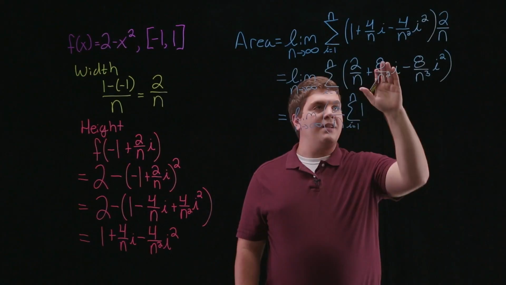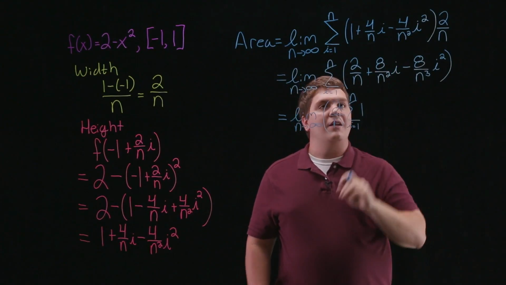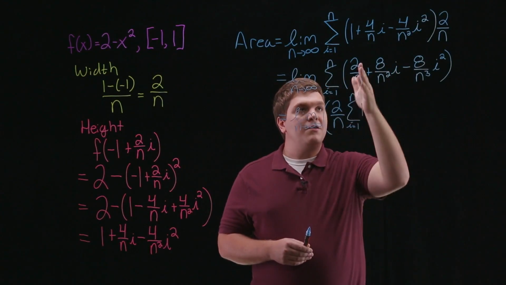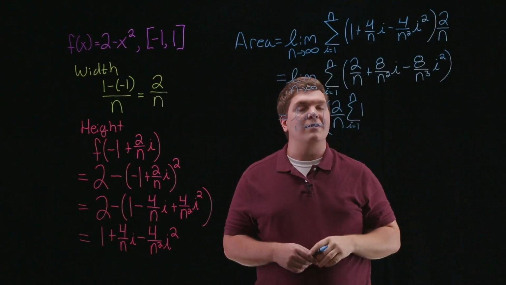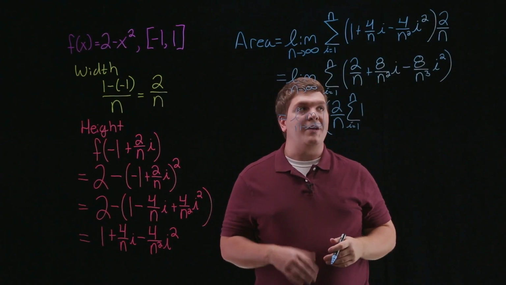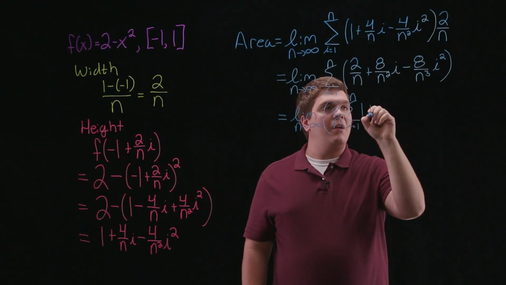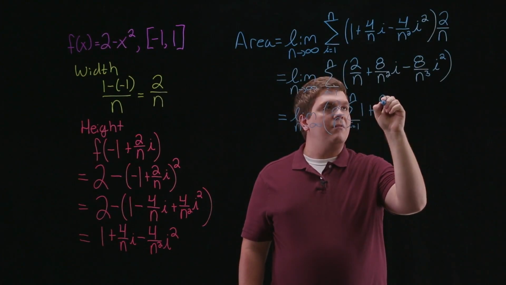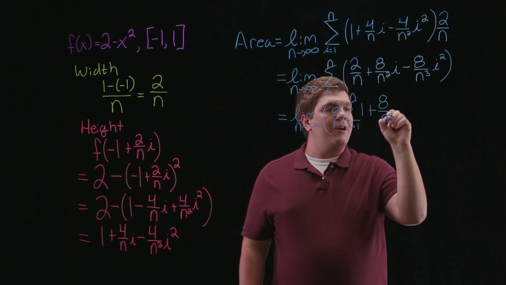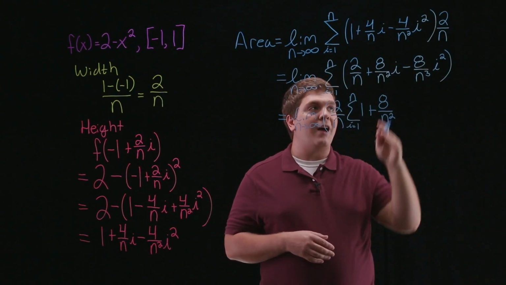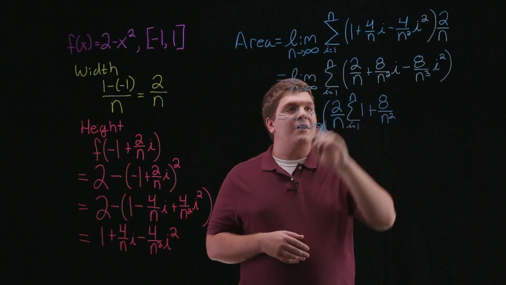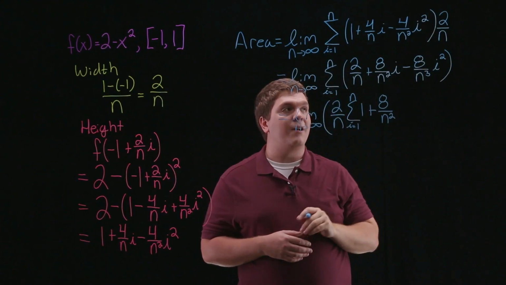Next, we'll talk about this 8 divided by n squared times i. Similar to this 2 over n, this 8 divided by n squared we can also think about as being a constant, so we can pull that out in front of the summation symbol. So we'll be adding an 8 divided by n squared. Notice we can't pull the i out in front of the summation symbol because we're summing with index i.